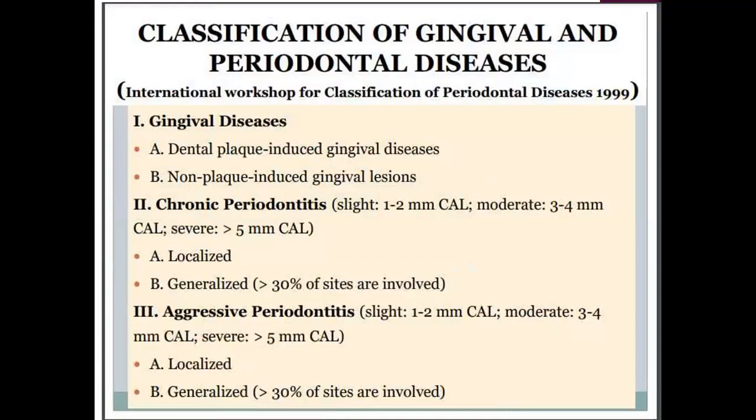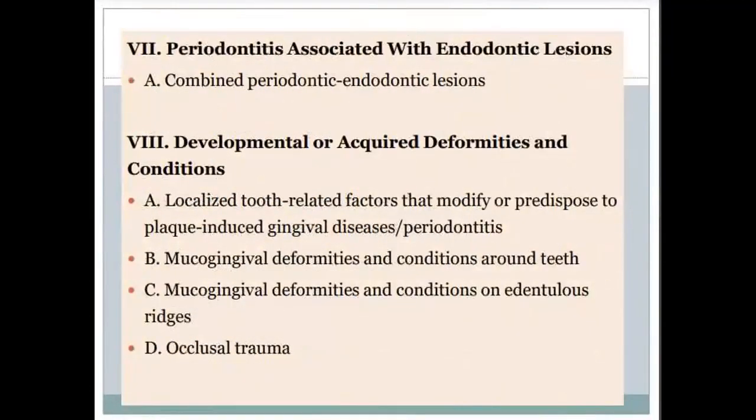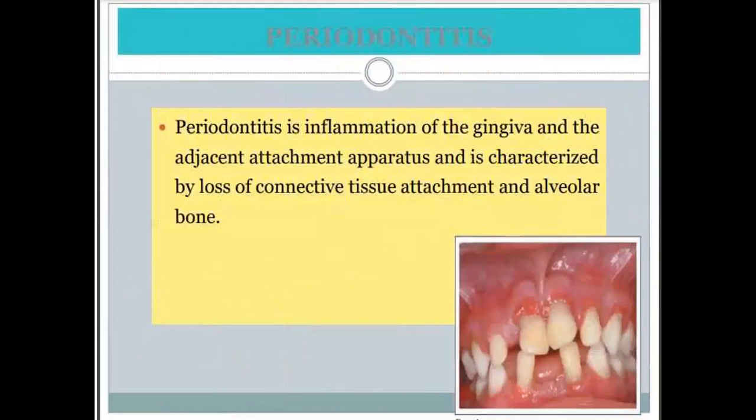Clinically distinct periodontal infections that can affect young individuals include dental plaque-induced gingival diseases, chronic periodontitis, aggressive periodontitis, periodontitis as a manifestation of systemic diseases, and necrotizing periodontal diseases. So basically, periodontitis is the inflammation of gingiva and the adjacent attachment apparatus, and it is characterized by the loss of connective tissue attachment and alveolar bone.